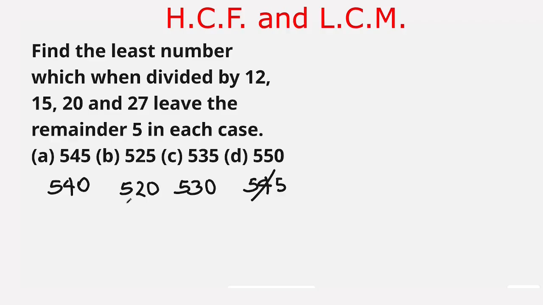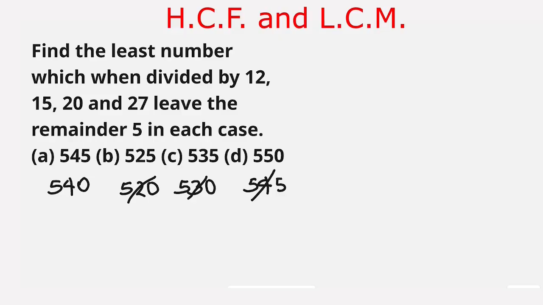The sum of the digits of option B, 5 plus 2 is 7, not divisible by 9. So option B cannot be our answer. Option C, 5 plus 3 is 8, is not divisible by 9. So option C cannot be our answer. So the only option left is option A. It means that option A must be our answer.